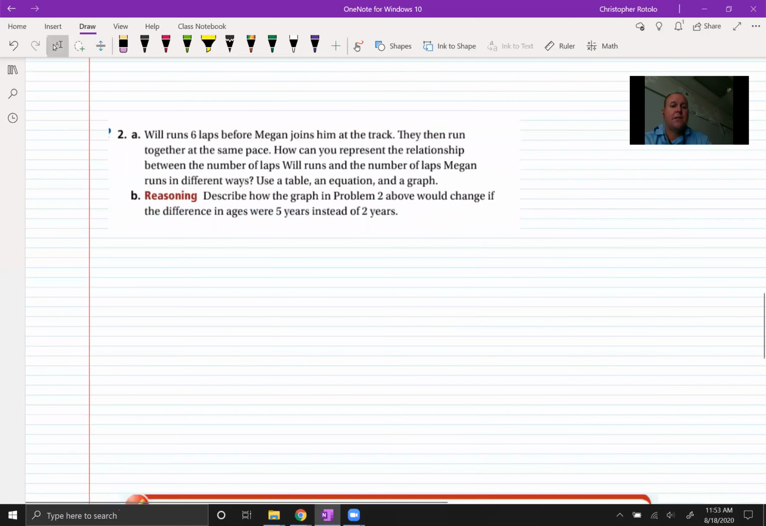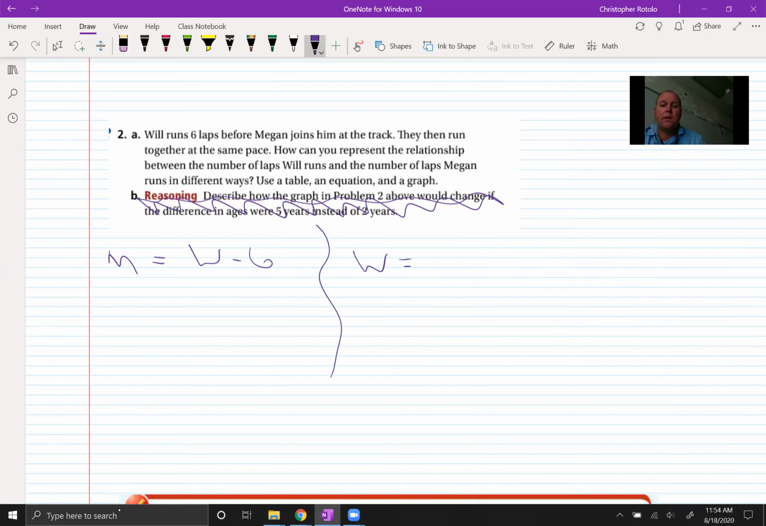All right, Will runs 6 laps before Megan joins him at the track. They then run together at the same pace. How can you represent the relationship between the number of laps Will runs and the number of laps Megan runs in different ways? Right, so that goes along with exactly what we're kind of talking about. Okay. So if you want to know how much Megan was running, Megan ran exactly what Will did minus 6. What if you wanted to know based on Will? Will ran exactly what Megan did, but he ran 6 laps before she got there.